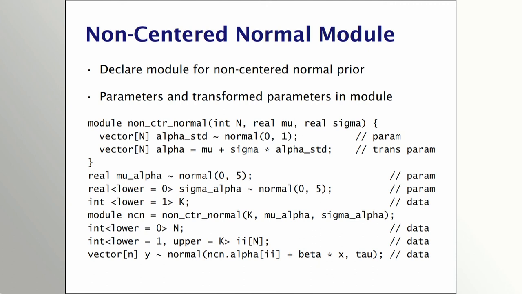And what we're going to do is declare a parameter alpha standard and give it a standard normal distribution. And then we're going to declare a transformed parameter alpha and define it to be mu plus sigma times the standard value. Then we'll be able to use this non-centered normal module down in the actual code. And we'll be able to pull out bits of it like non-centered normal dot alpha, to use later on. And we'll have flexibility about which arguments get passed in and how they're actually accessed there.